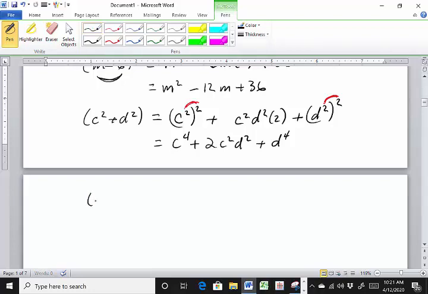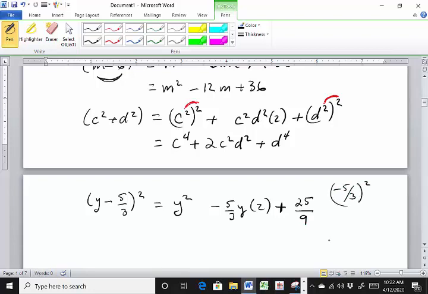Okay, so let's do this one. This is y subtract 5/3 and then squared. Okay? So again, square the first, y squared. Multiply the two terms together. So that's going to be a minus 5/3 times y, but then I have to double it, so I'm going to multiply by 2. And then I square the last. So minus 5/3 squared. Well, we know it's always going to be positive. So 5 squared is 25. And 3 squared is 9. Okay, so all I did was I just squared the minus 5/3.